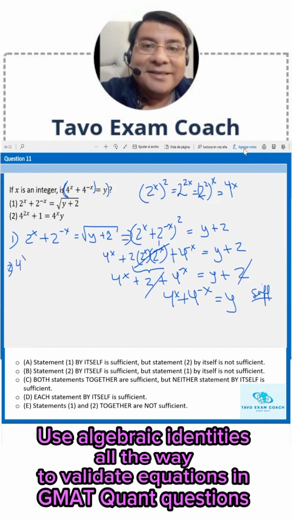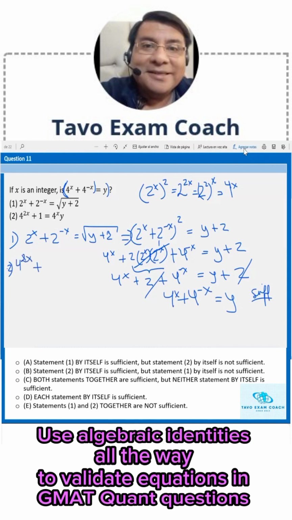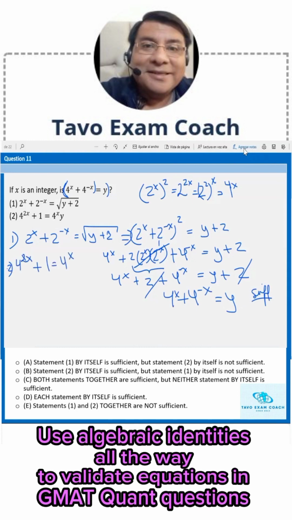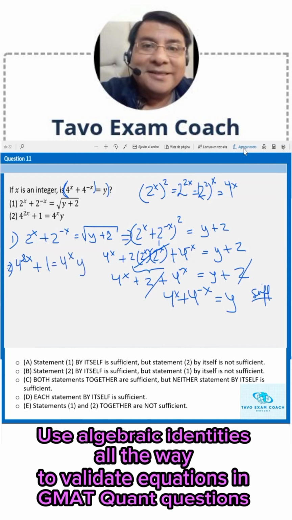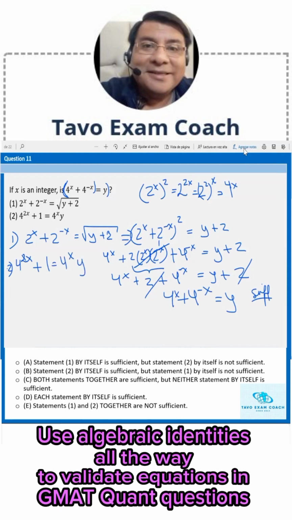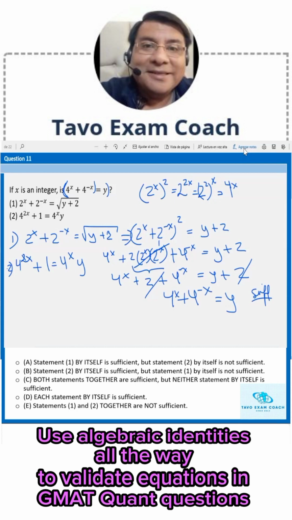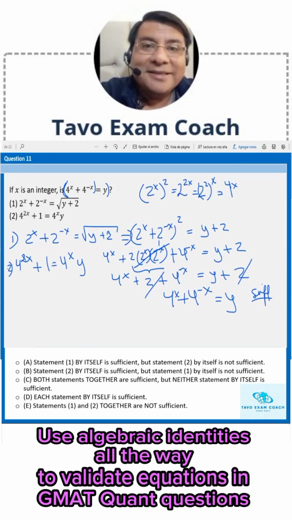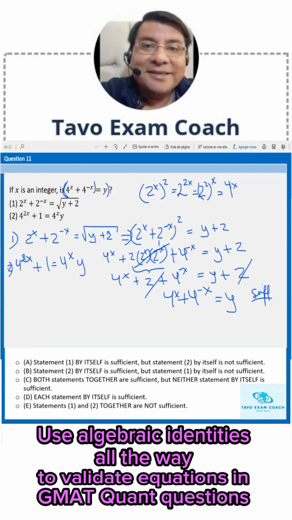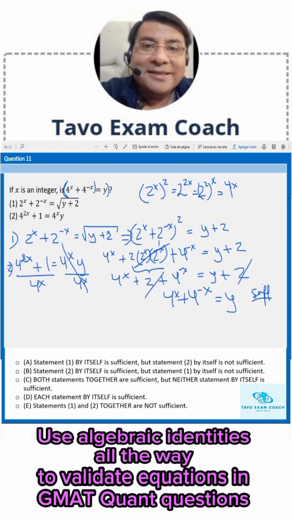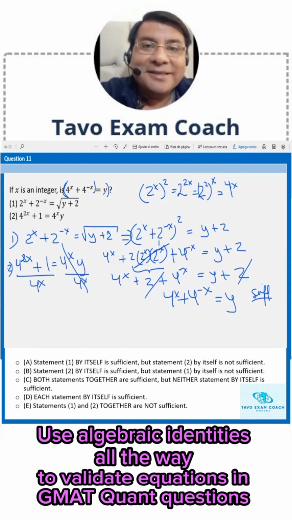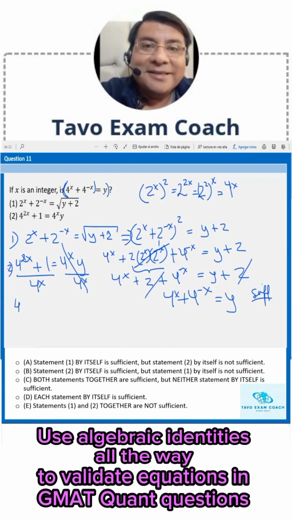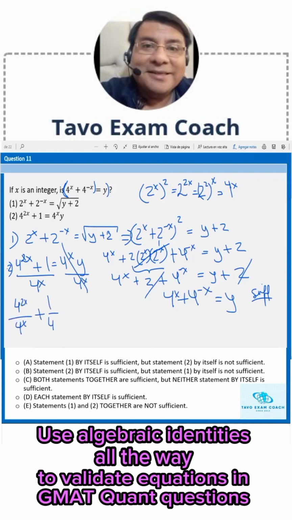4^(2x) + 1 equals 4^x times y. For y to be isolated on the right side, we could try dividing everything by 4^x. So here you cancel this term, and on the left side you have 4^(2x) divided by 4^x plus 1 over 4^x.